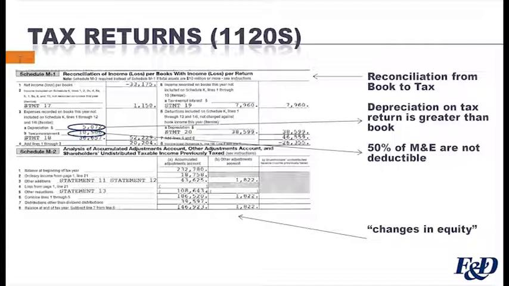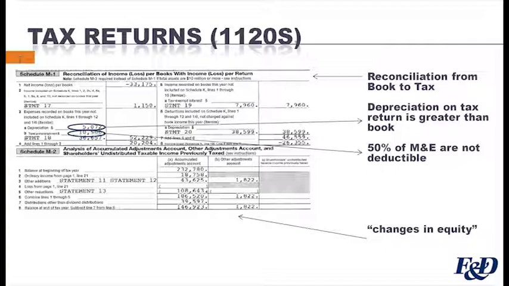In that instance, you would see an amount on line 6, deductions included in this return not charged against book income. In the particular example we're looking at, it just so happens that book income or book depreciation exceeded tax depreciation for this particular year.